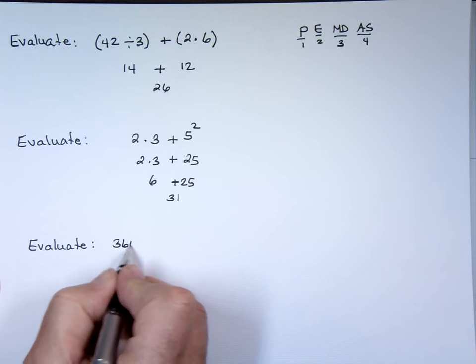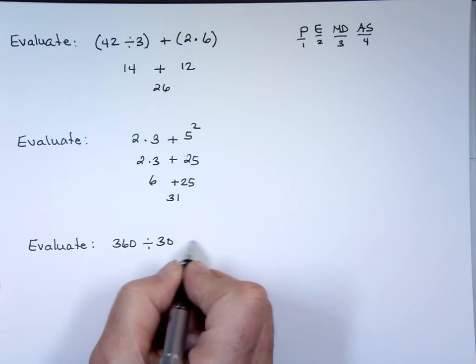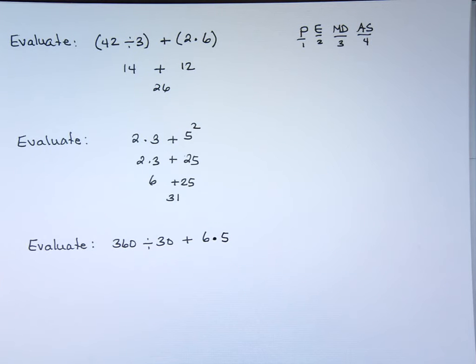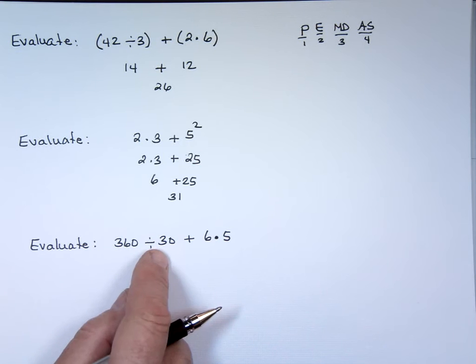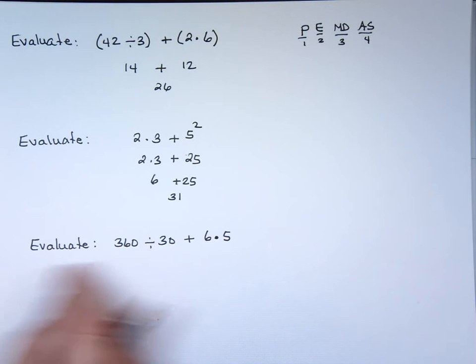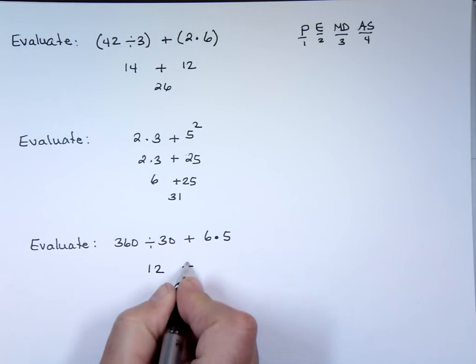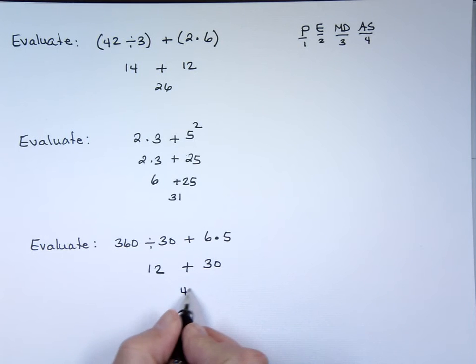360 divided by 30 plus 6 times 5. Now notice we have multiplication and division. We go left to right. We got to do this one first. 360 divided by 30, that's 36 over 3, that's 12. 6 times 5, 30. 30 plus 12, 42.